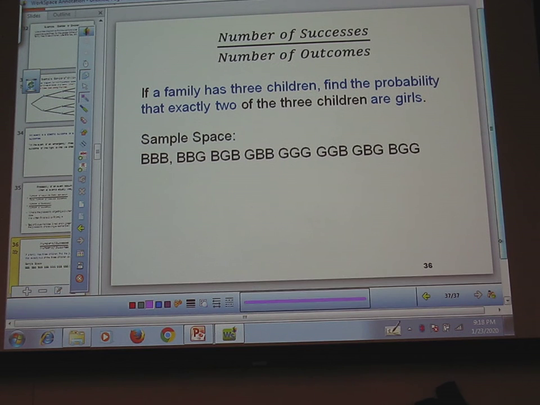All right. So, a family has 3 kids. Using a sample space, find the probability that exactly 2, not more than 2, not at least 2, exactly 2 are girls. Take 10 seconds on your own. Go. Now consult with your neighbors.